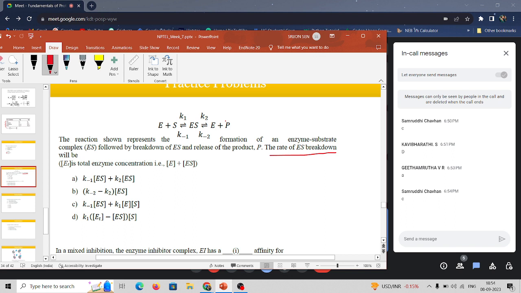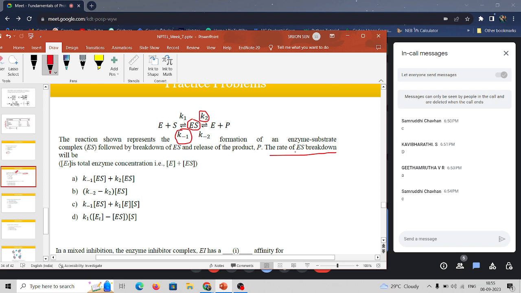So let us see what the equation is telling us. Our main focus is ES, that is the complex. Breaking down means either ES is forming the product or getting back to the substrate. So which constants are actually affecting it? When it is getting to the product, we have the forward reaction that is being controlled by K2, and the backward reaction for substrate formation is controlled by K minus 1. So these are the two constants that are actually regulating the breakdown of this complex. So K minus 1 and K2 have to be present over there.